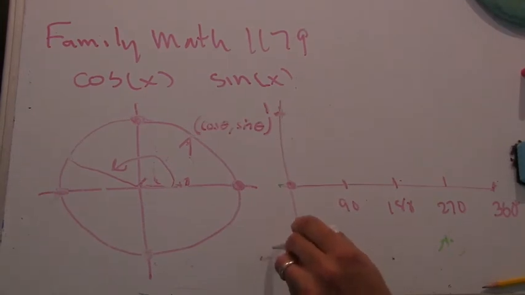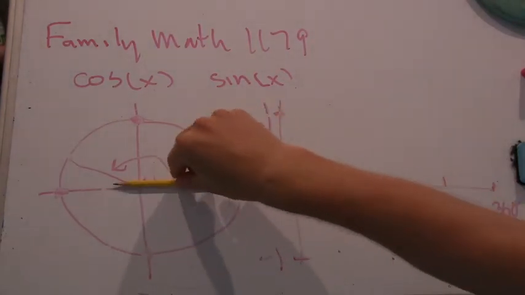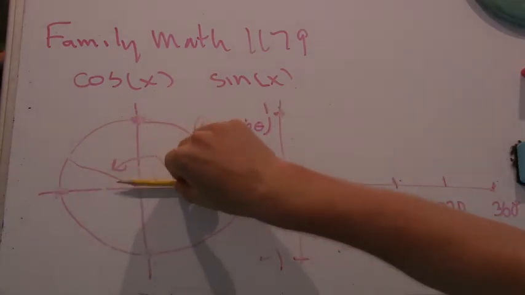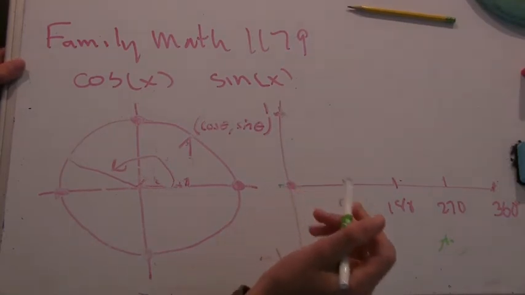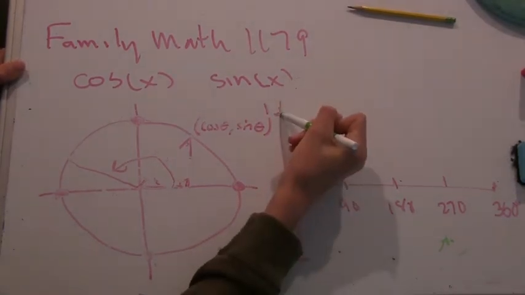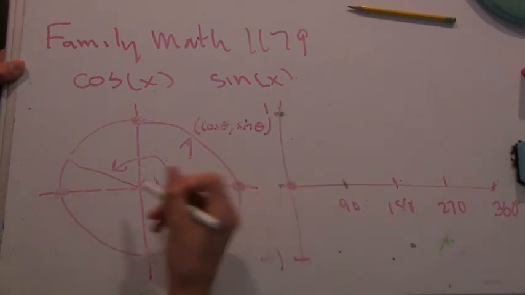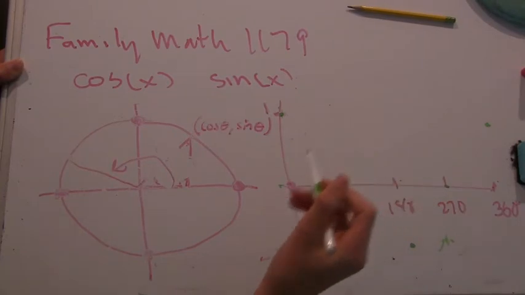So what do you think cosine looks like as we move this angle, starting at 0, and then it rotates up to 90, then to 180, then to 270, and then around to 360? What do you think cosine looks like? Alright, well, let's see. So you start at 1, and then you have to get down to 0 here, and then down to -1 here, back to 0, and then back up to 1.